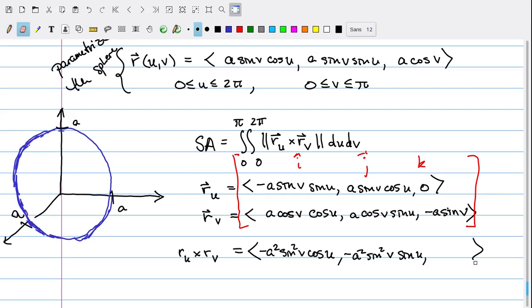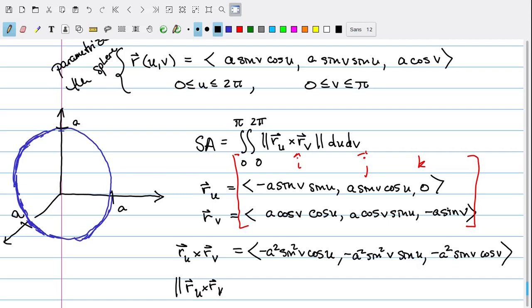And then the third entry looks really complicated, but it can be simplified quite a bit. In particular, I'm going to have a sine squared u plus a cosine squared u, so that's going to become 1 when I simplify this thing all out. So the third entry becomes minus a squared sine v cosine v, getting rid of that sine squared u plus cosine squared u term. So that's r u cross r v, and the magnitude of r u cross r v, let me put some vector symbols there.